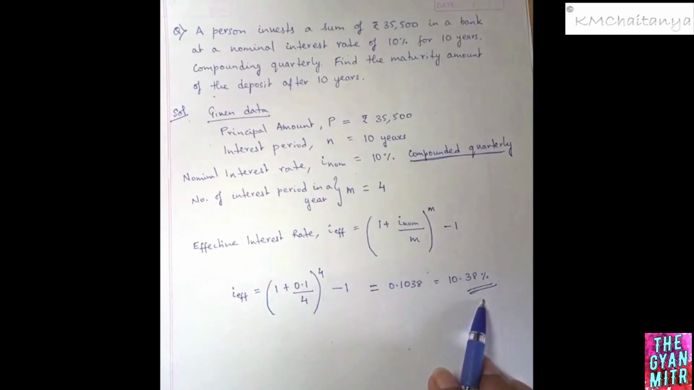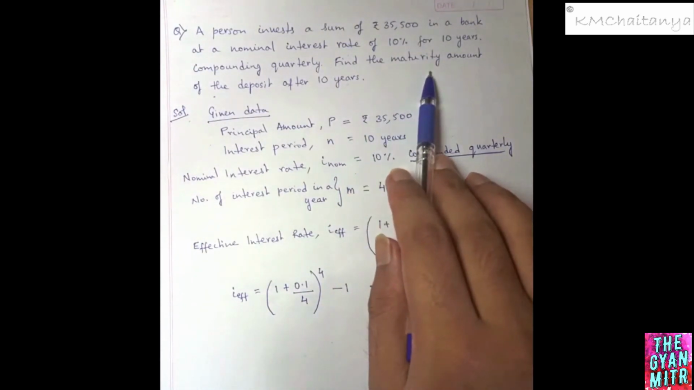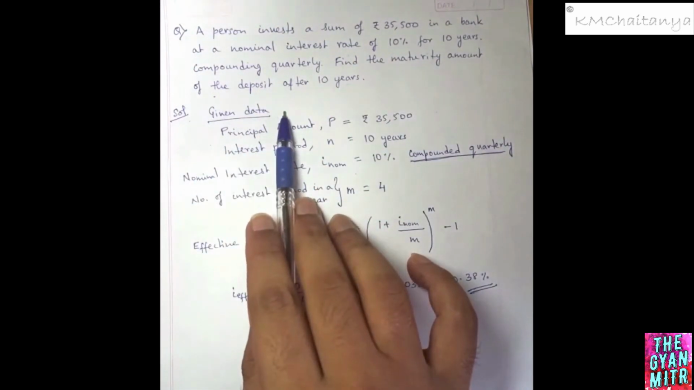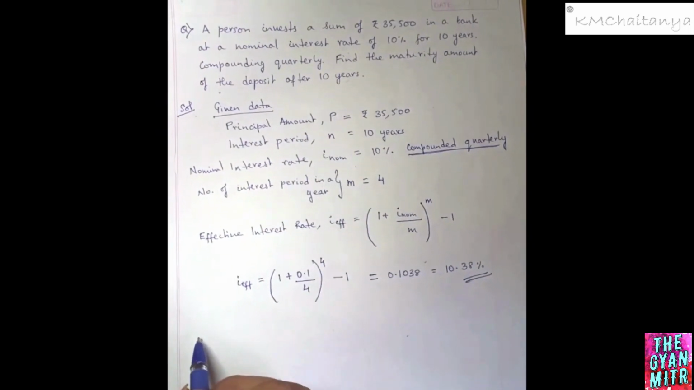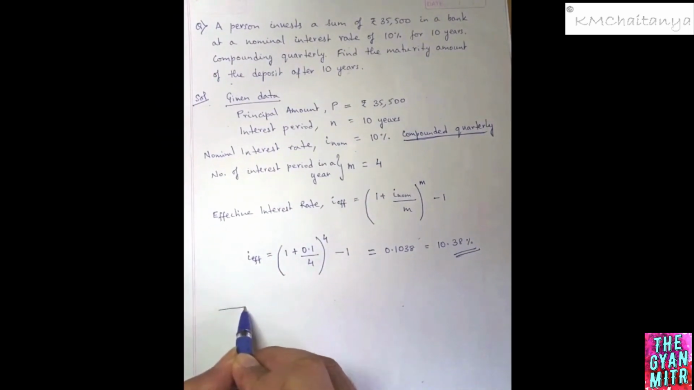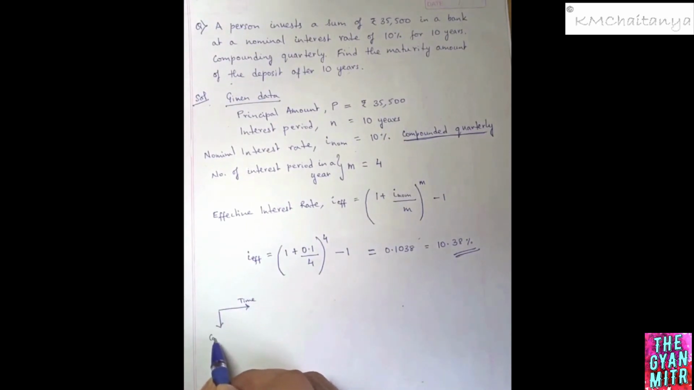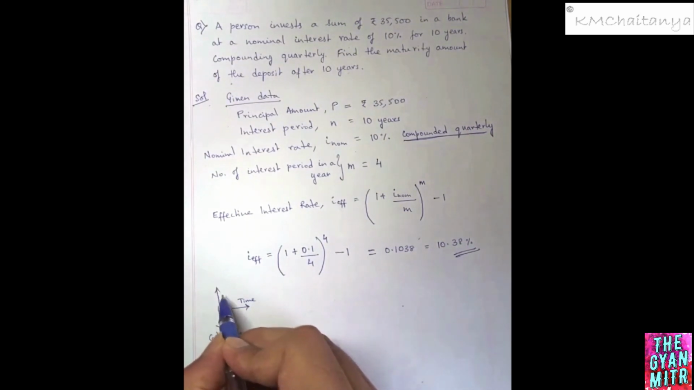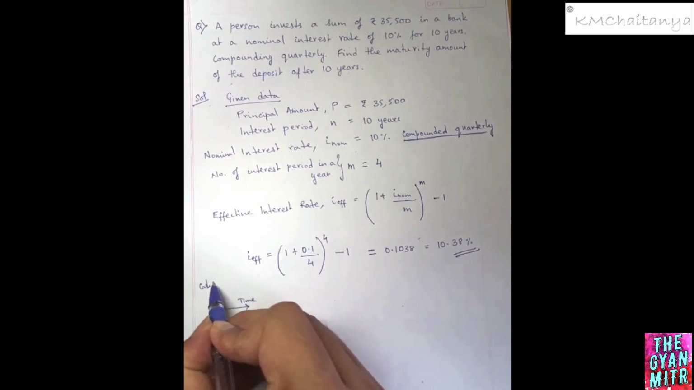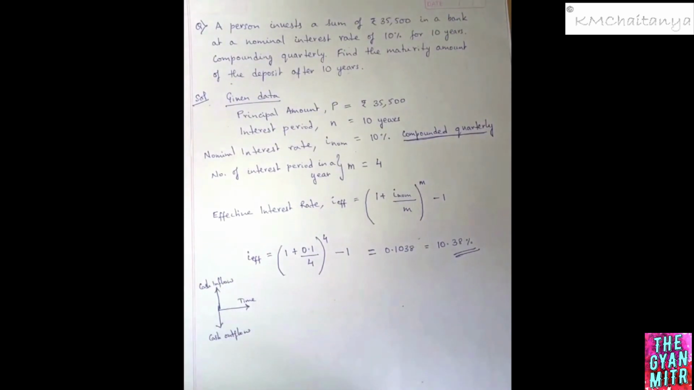Now the second part, which is the important part which we need to calculate, we are supposed to determine the maturity amount of the deposit. Now for this I'll draw the cash flow diagram. So as usual, you have a timeline, then you have the cash outflow, then you have the cash inflow. It is for 10 years, so I'll show it like this, starting with 0.